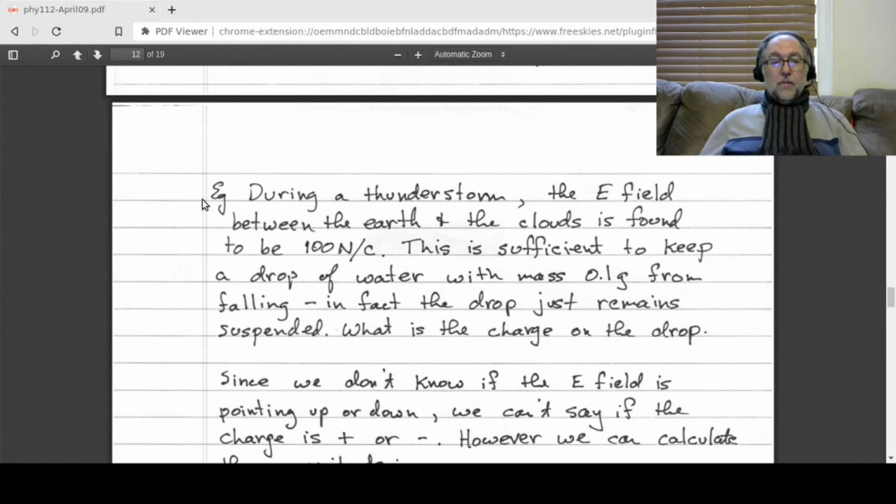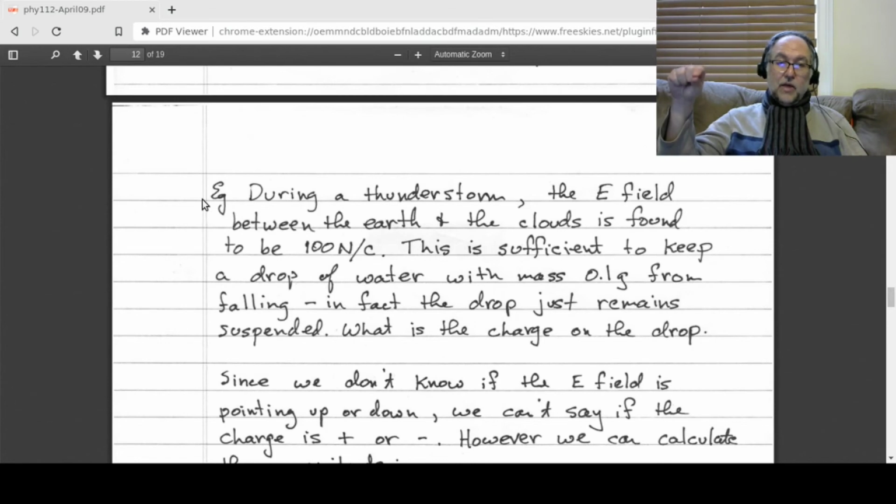Okay, and so here, during a thunderstorm, the electric field between the Earth and the clouds is found to be 100 newtons per coulomb. And this is sufficient to keep a drop of water with a mass of 0.1 grams from falling. So here's this drop of water, and of course gravity wants to pull it down, but the electric field is pushing it up, and it doesn't want to fall. It's not going to fall.